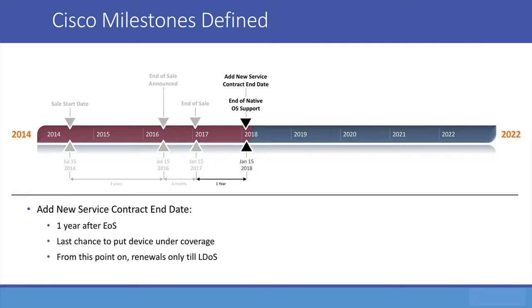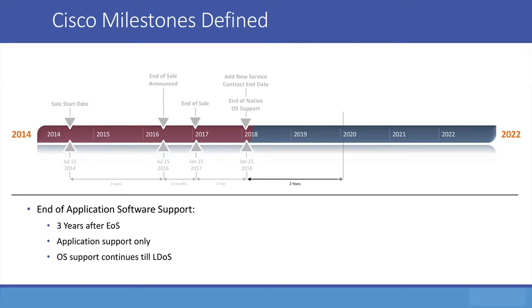Another thing that happens at this same point is your ability to add new service contracts ends as well. So this again happens 1 year after the end of the sale, and this is your last chance to put your device under coverage from Cisco's technical support services. From this point on, all you can do is renew until the last day of support.